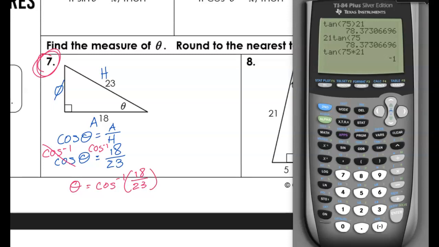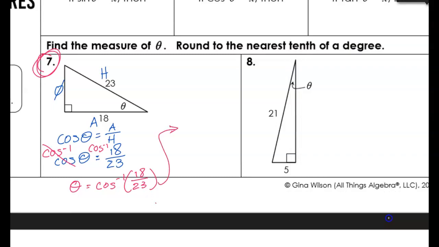To get inverse cosine, you just press second cosine. The only time you're pressing second and then your function is when you're trying to find an angle. So here you do 18 divided by 23, and you get 38.49, which rounds up to 38.50. So theta is 38.50 degrees. Are there any questions?